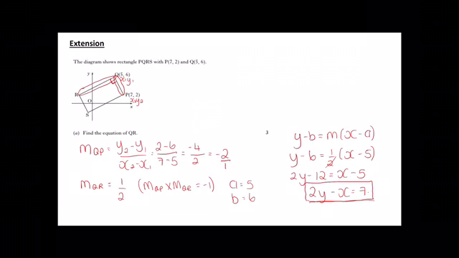If we look at where you would be getting your marks for this extension question, part A was out of 3. Your first mark is going to be for finding the gradient of QP. So here's mark 1. Mark 2 would be for recognising that you're going to have to find a perpendicular gradient. So mark 2 is for my half. And then I would get my final mark for subbing into y minus b and coming up with the equation. So where I've put this tick, that was where you would get your mark.